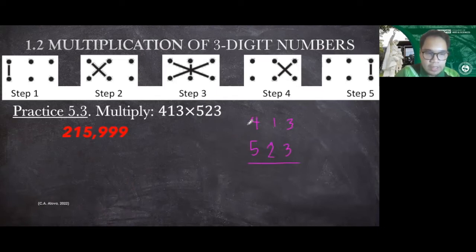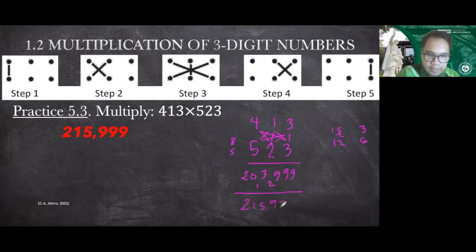So step 1, 4 times 5 is 20. Step 2, crosswise, 4 times 2 is 8, plus 5 times 1, which is 5. So we have 13. Next, step 3, 4 times 3 is 12, plus 2 times 1 is 2, plus 5 times 3 is 15. So that's going to give us what? 29. And then step 4, 1 times 3 is 3, 2 times 3 is 6. That's going to give us 9. And then 1 times 3 is going to give us 3. So therefore, what we have is 2, 1, 5, and then 9, 9, 9. And that's pretty much our answer here.